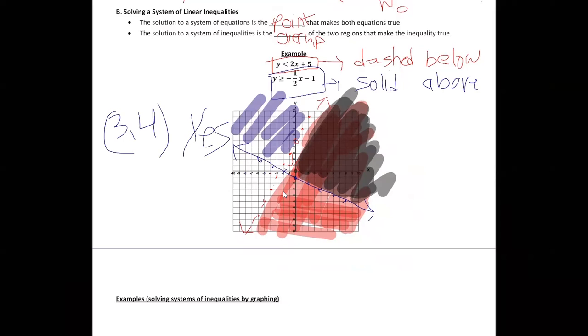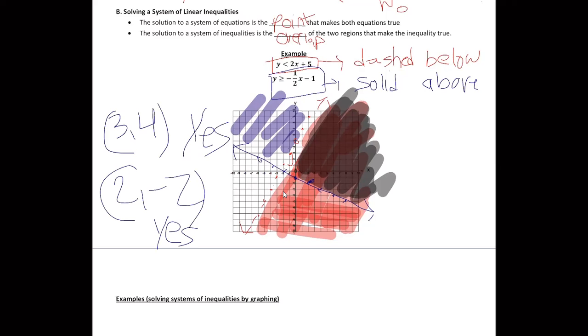And then, for example, would (2, -2) be a solution? You would go to the point (2, -2). Since it's on a solid line and it's shaded in red, it's solid and it's in that red region, that would also be a solution. So if it's on an outer edge and it's a solid line, that is also a solution.